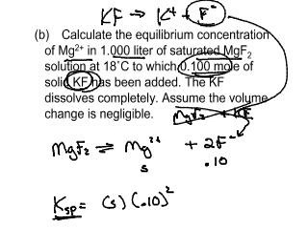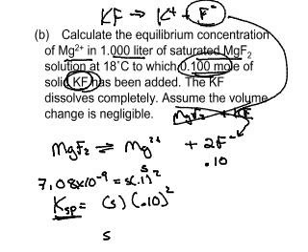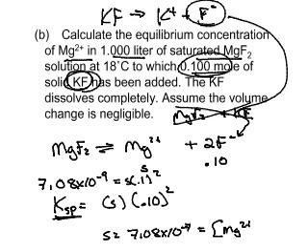So now I'm going to use that here, of course. 7.08 times 10 to the minus 9th is equal to S times 0.1 squared. So I just take the 7.08 e negative 9 divided by 0.1 squared, and I get S to be 7.08 times 10 to the minus 7th. And that's the concentration of the magnesium, isn't it? And that's the answer to part B.